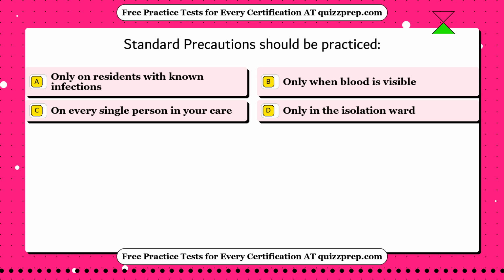Question 48. Standard precautions should be practiced. Option A, only on residents with known infections. Option B, only when blood is visible. Option C, on every single person in your care. Option D, only in the isolation ward.